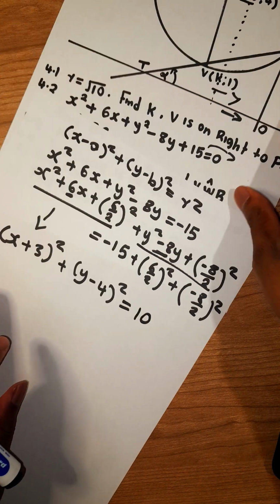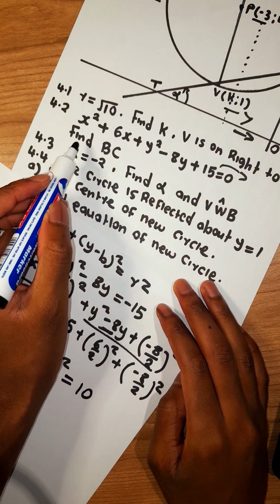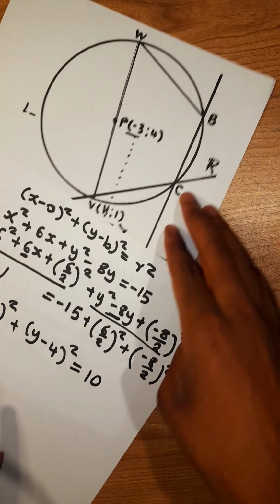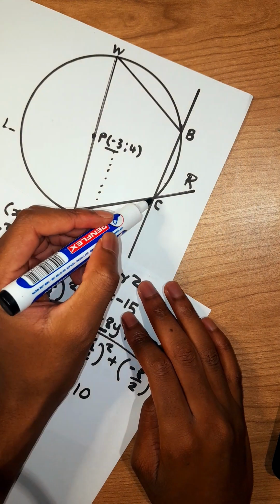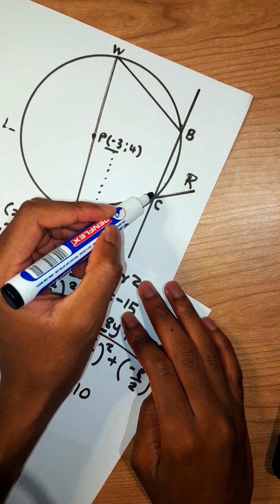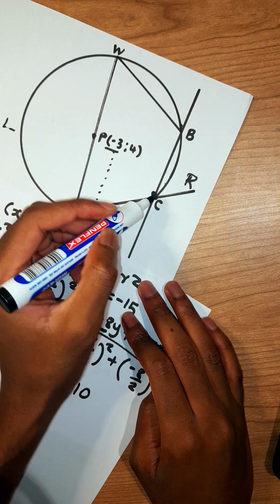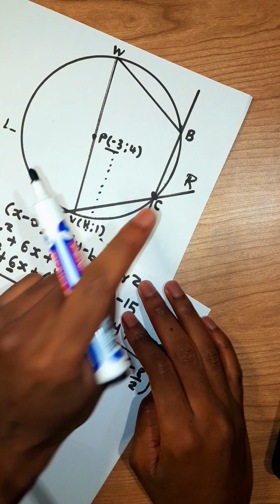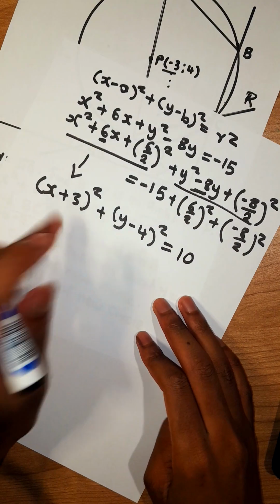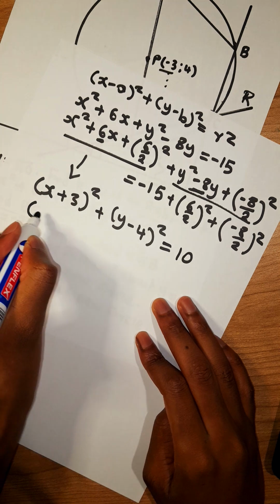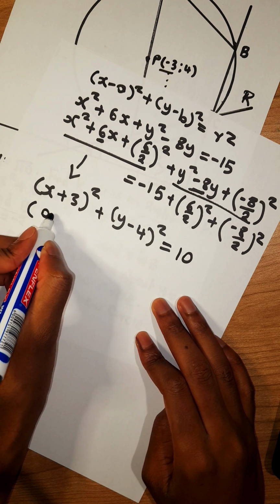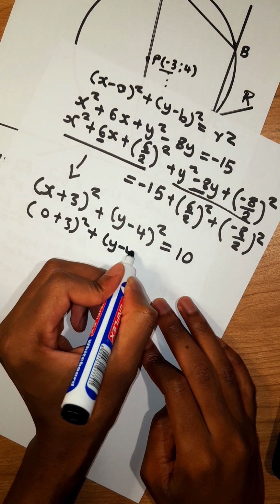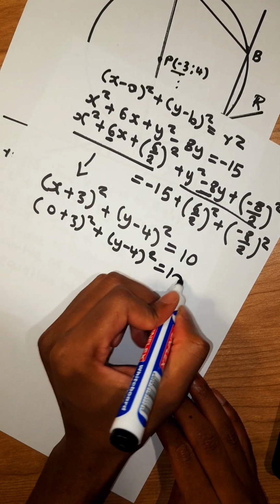But let's just go back to the question. The question said we need to calculate the length of BC. How can we do that? How can we calculate the length of BC? We realize that BC is on the y-axis. And we know that whenever we want a y value, x has to be 0. So since we want to find the values of y, wherever there is x, we're just going to put 0 and then we square it. We want to find the values of y, and then we're going to equate this to 10.